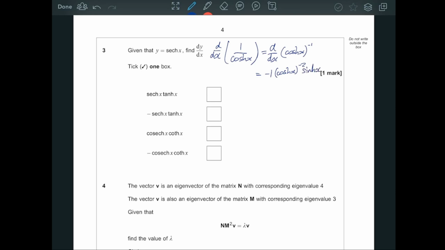So I've got a sinh going on. Probably the best way to write this is negative: I've got a sinh over cosh, which is a tanh, and I've got a 1 over cosh. This is a sech, so I'm looking for negative sech tanh, which is right there.